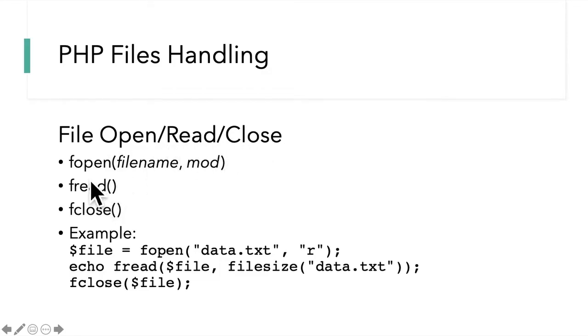To open a file, we can use the fopen function, and we need to specify the file name and mode. To read a file, we can use fread, and to close, we can use fclose. So for example, these three lines show how to open, read, and close a file.